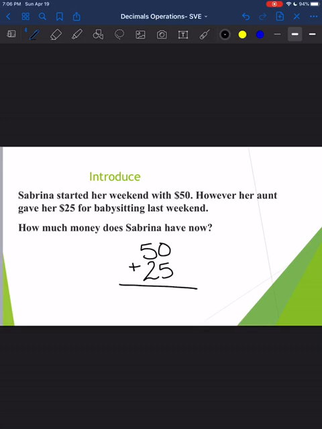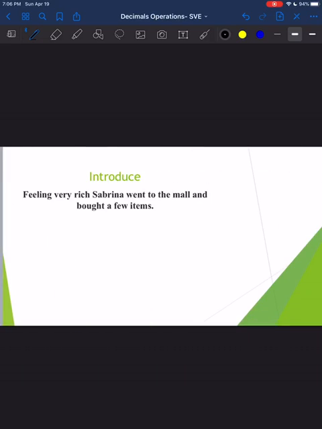So the 0 in 50 and the 5 in 25 are both in the ones place, so I'm going to add those two numbers together. And the 5 in 50 and the 2 in 25 are both in the tens place, and I'm going to add those two numbers together. And I learned that Sabrina has $75 when she started her weekend. Okay, and let's keep that same idea of lining our numbers in the same place value over to when we're adding and subtracting decimals. Okay, so feeling very rich, Sabrina went to the mall and bought a few items.